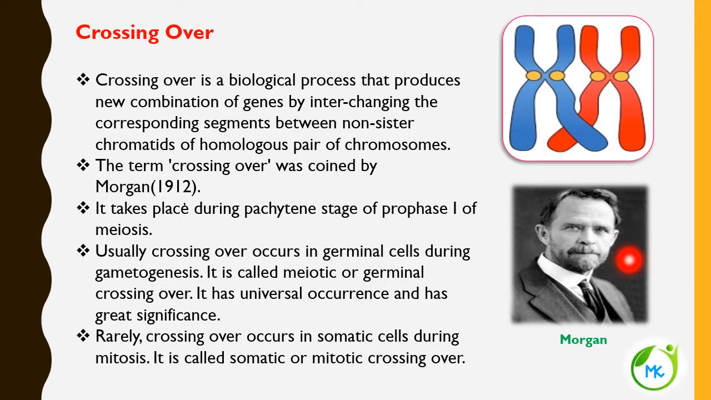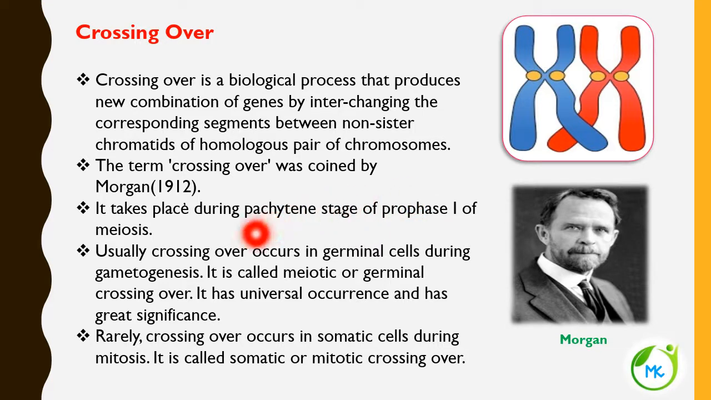And when does this crossing over take place? This crossing over will take place during the pachytene stage of prophase 1 of meiosis. Already you have an idea about meiosis. Meiosis is a kind of cell division. It will take place in the germinal cells. In meiosis you have meiosis 1 and meiosis 2, and in meiosis 1 itself you have various stages: prophase, metaphase, anaphase, telophase.